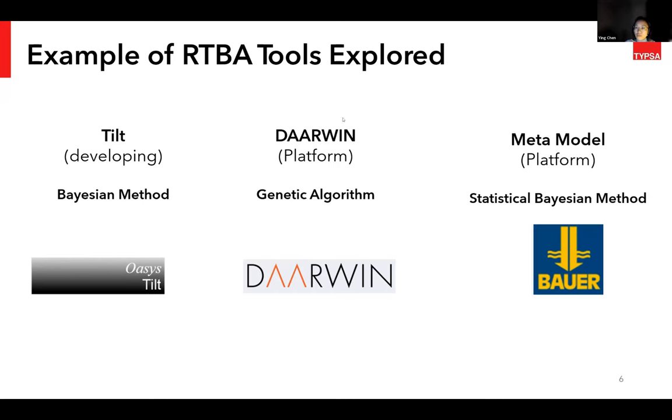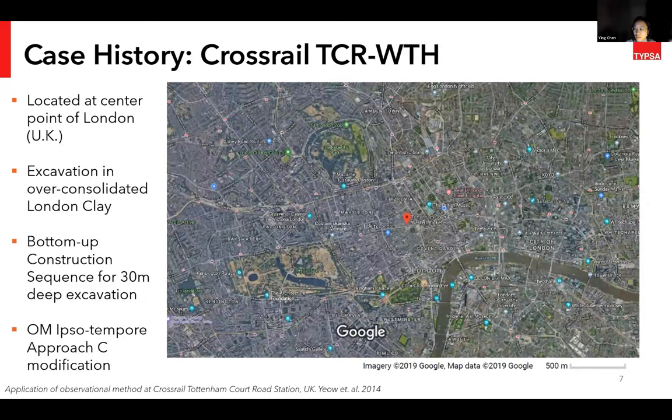data platform. So it's commercially provided, and if anyone is interested, it actually can be used. And the third one is a statistics-based methodology, also a data platform. They call it a meta model, but I believe that's probably held internally by this contractor, Bauer. I'm not quite sure it's commercially available, but it's under this RTBA. We had a chance to review it. As I mentioned before, in order to show you the difference between the different machine learning back analysis tools, I will use this case from my PhD research.